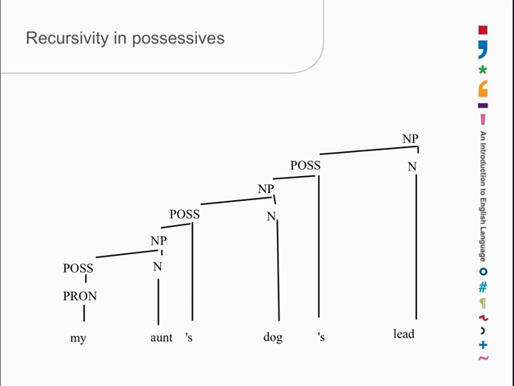The same thing happens with possessives. Here we have a lead. It's the dog's lead, and the dog is the aunt's dog, and the aunt is my aunt. So we have three possessive phrases, one nesting inside the other, each with a noun phrase inside it.